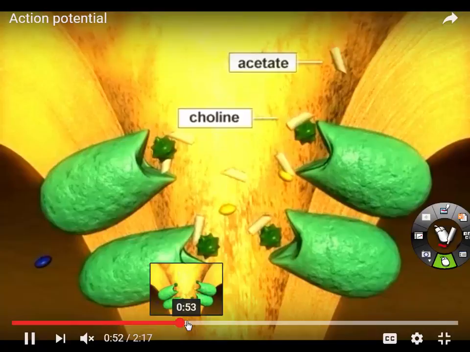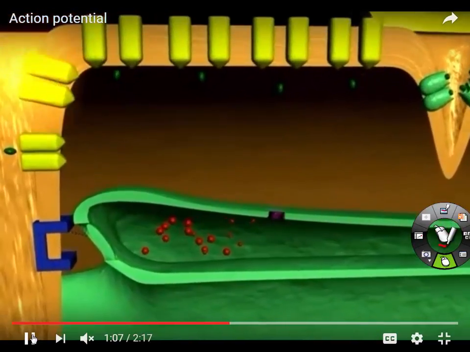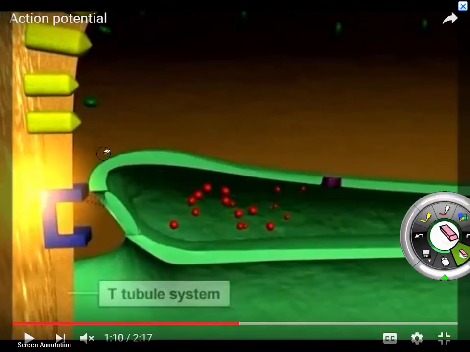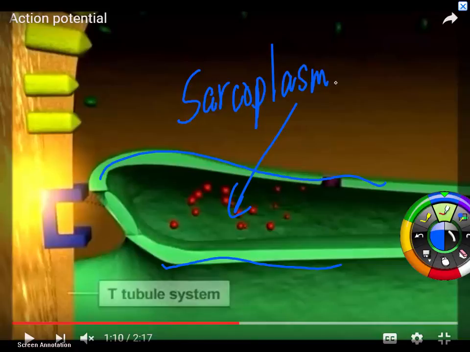Skip in here. Forget that. And as that electrical impulse travels over the muscle cell membrane, inside the muscle, this little green place right here stores the calcium. The storage of calcium in skeletal muscle is called the sarcoplasmic reticulum. The sarcoplasmic reticulum contains calcium. The only way to get the calcium out of the sarcoplasmic reticulum is to stimulate that muscle, and then that muscle will generate an electrical impulse.